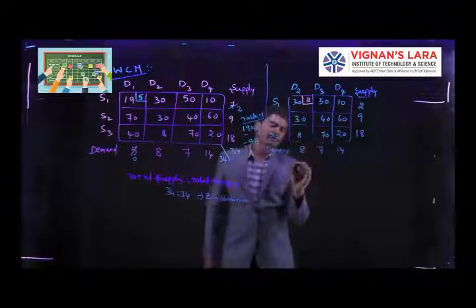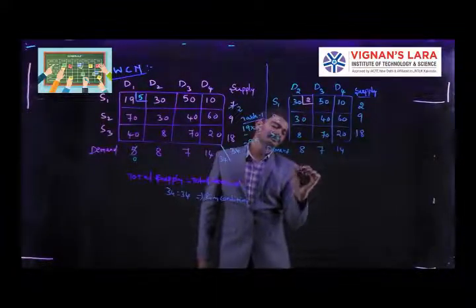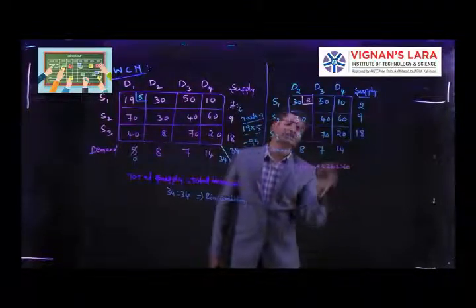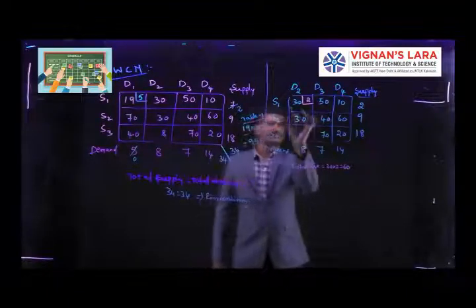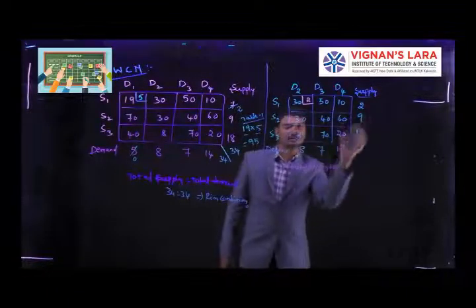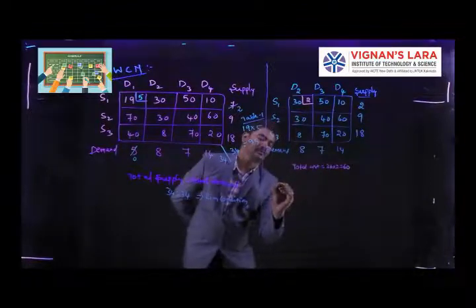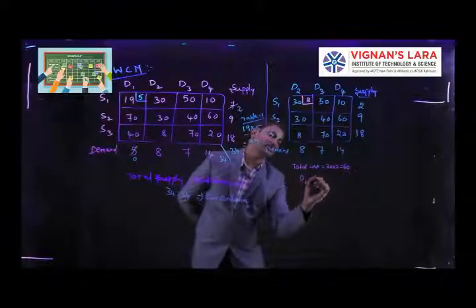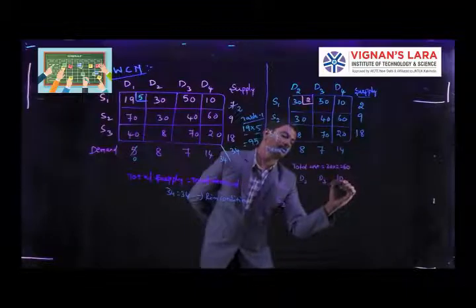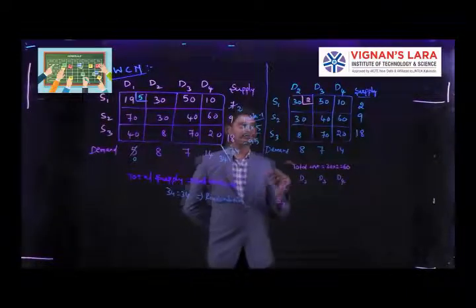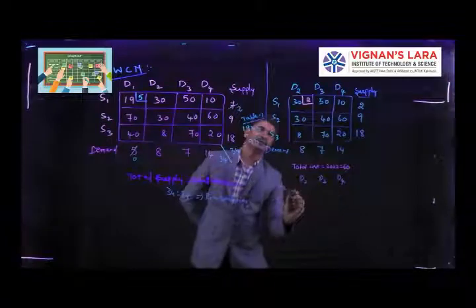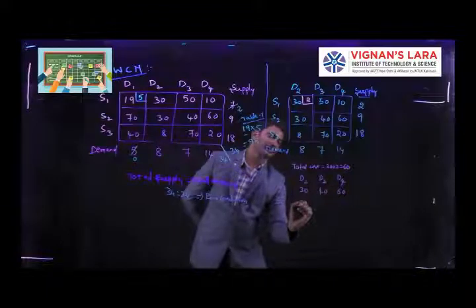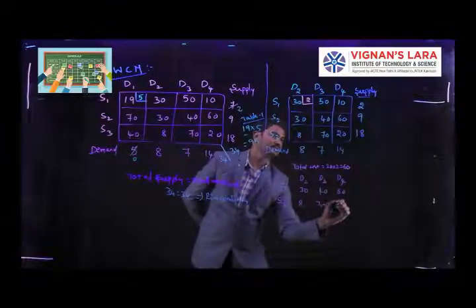From this, the total cost is 30 into 2, equal to 60 rupees. Next, for further iterations we have to remove this particular row. Now we have S2, S3 and D2, D3, D4. Here we have 2 supply stations and 3 demand stations, with costs 30, 40, 60, 8, 70, 20.